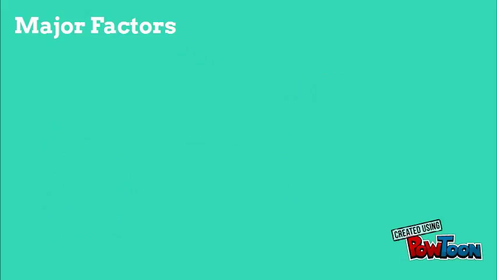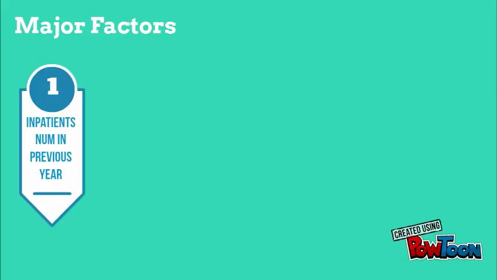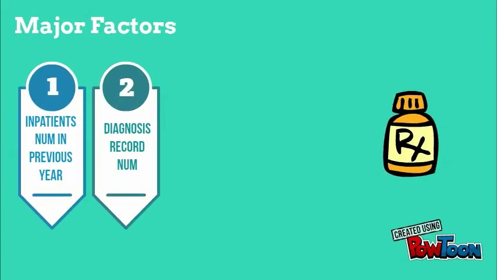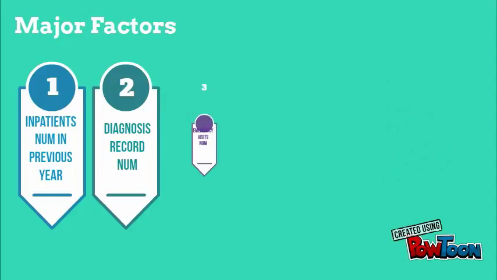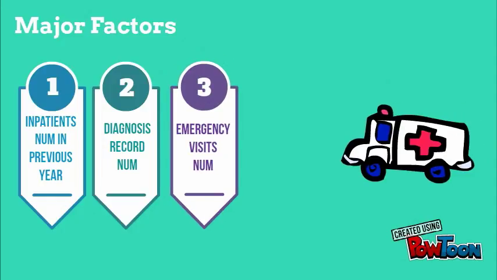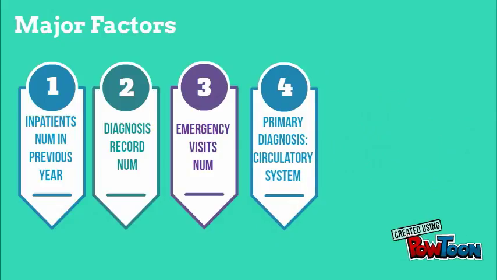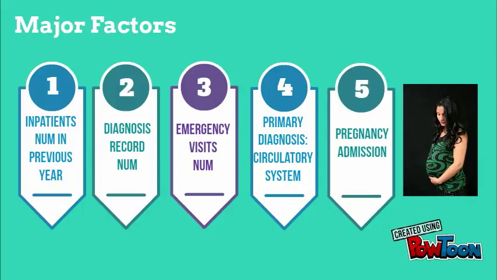The analysis identified 5 major factors that affect the readmission of diabetes patients: number of inpatient visits in the previous year, number of diagnoses recorded in the system for the patient, number of emergency visits in the previous year, and primary diagnosis related to the circulatory system. These 4 factors have an impact on the readmission rate. Another interesting factor that we will discuss in the recommendations is the gestation diabetes related diagnoses that are made that affect the readmission.